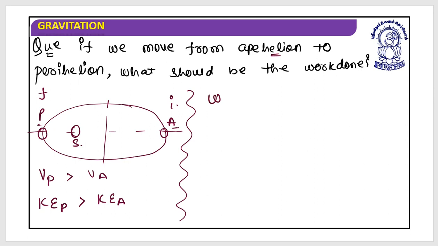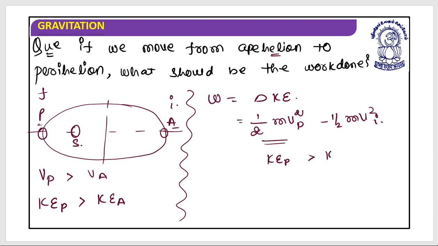Work done equals the change in kinetic energy. That is half mv square at the final position, which is perihelion, minus half mv square at the initial position. As I understand, this kinetic energy would be greater than this one, so the work done is positive. I hope this is clear.